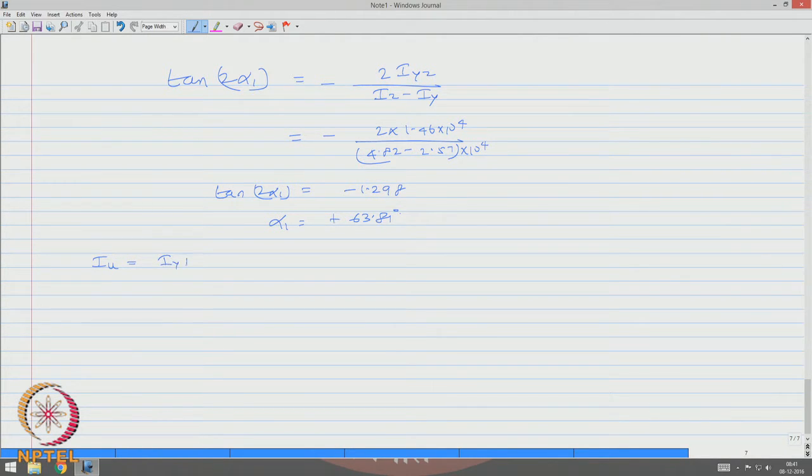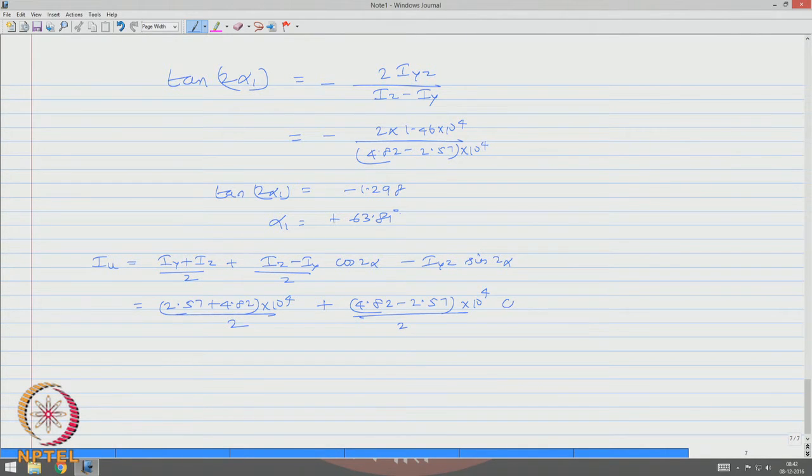I u is I y plus I z by 2 plus I z minus I y by 2 cos 2 alpha minus I y z sin 2 alpha, which can be 2.57 plus 4.82 into 10 power 4 by 2 plus 4.82 minus 2.57 into 10 power 4 by 2 cos of 127.6 degrees minus 1.46 10 power 4 sin of 127.6 degrees, which tells me this value is 1.852 into 10 power 4 mm to the power 4.